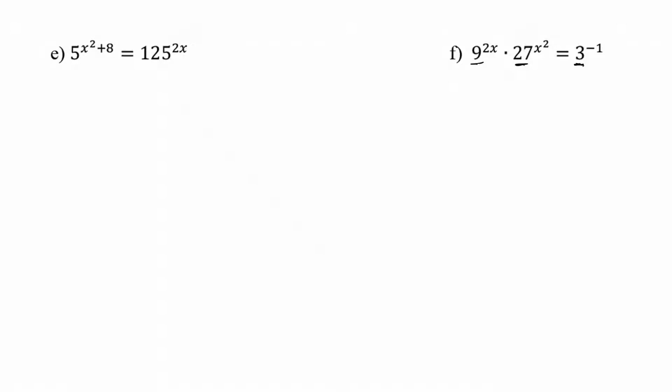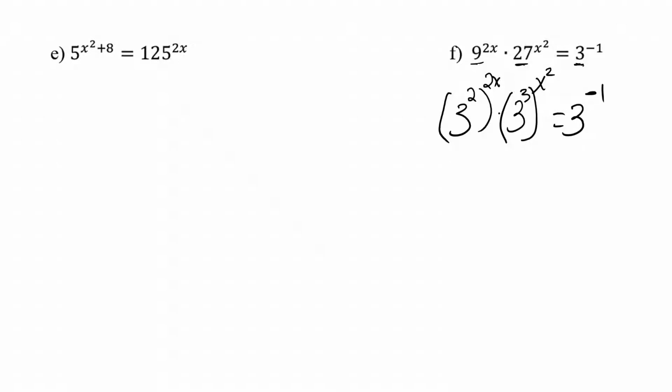Knowing your powers for this particular same base is going to be so much nicer for you. So getting through some of these powers and getting used to what 5 squared is and what 5 cubed is right at the tip of your fingers, that's going to be real help. But I'm noticing here that 9 is 3 squared. And that's raised to the 2x. And 27 was 3 cubed, and that was raised to the x squared. And then this already had the same base of 3 to the -1.